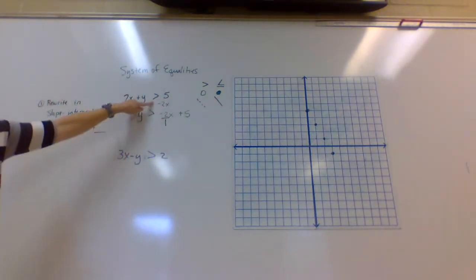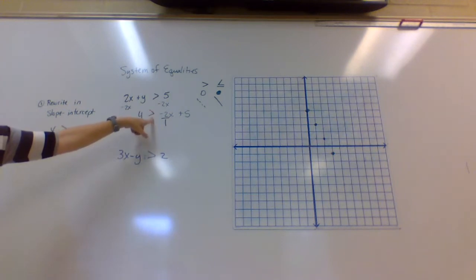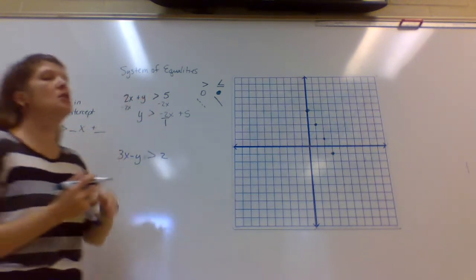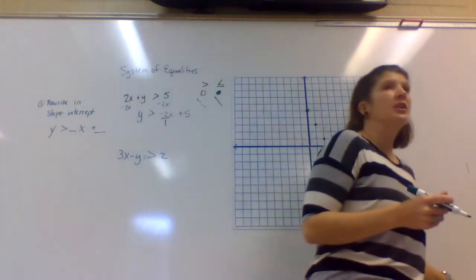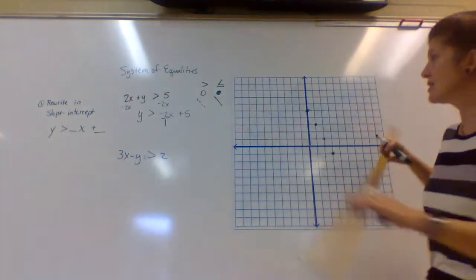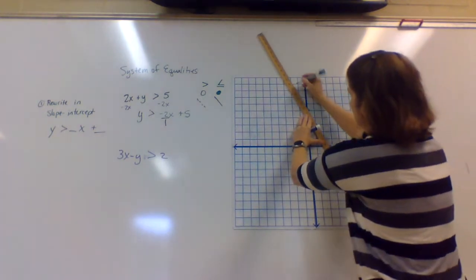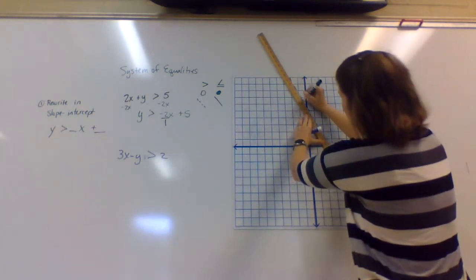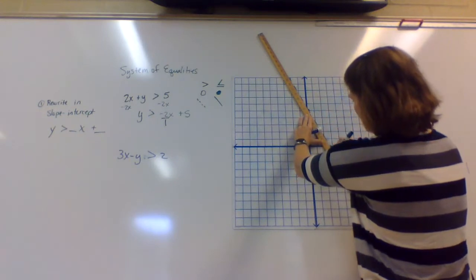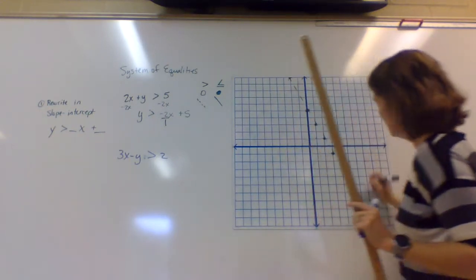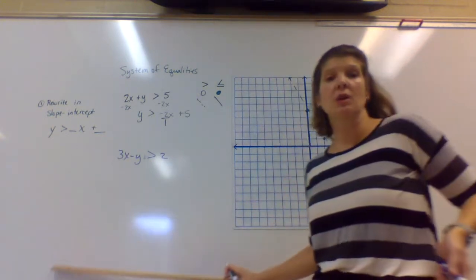So here, in this problem, am I going to use a dotted line or a solid line? This is the number one place I mess up. Like, I forget to do it, and then I have to go back and erase in between. But I'm going to do a dotted line because it did not have an or equal to. So here's my dotted line.